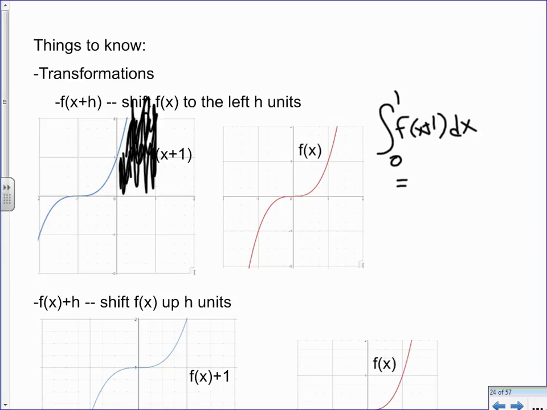This whole function here got shifted to the left one. So the area under f of x over here that I'll highlight right now, it was originally from 1 to 2, is now shifted over, so it's from 0 to 1. So the area under the curve of f of x from 1 to 2 is the same as the area under the curve of f of x plus 1 from 0 to 1. So when you've got a problem and it deals with one of these functions shifted left or right, we've got to look at where that area was on the original function.